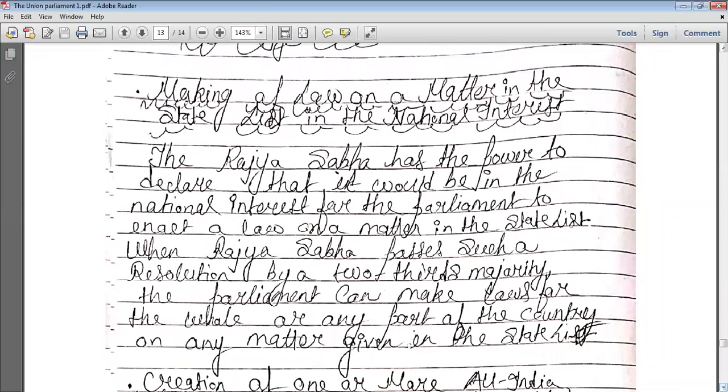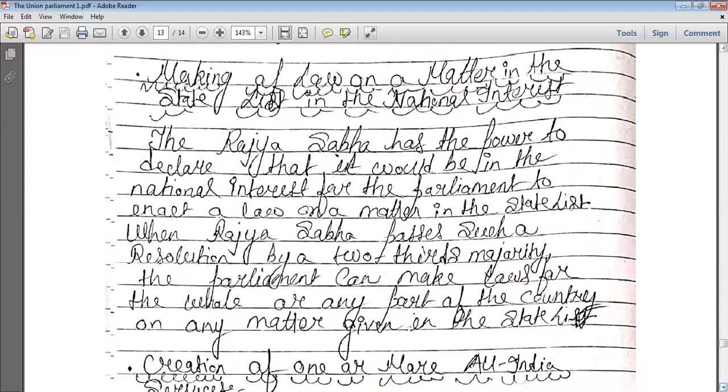See here, this topic, now you can relate. I've already told in the first portion, making of law on a matter in the state list in the national interest. So the Rajya Sabha has the power to declare any law as of national interest for the parliament to enact in the state list. The Rajya Sabha needs to pass a resolution by again a two-thirds majority of the vote to approve that the subject in the state list has some national importance.